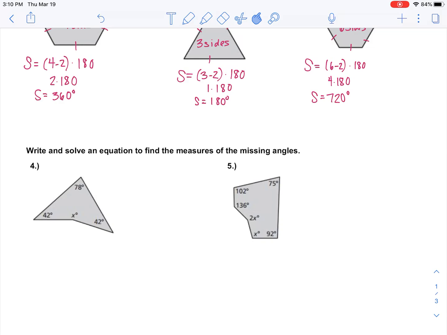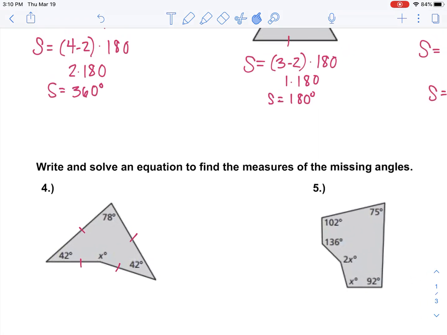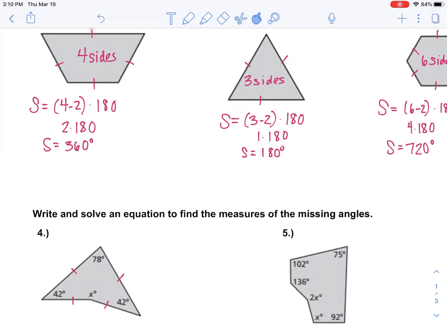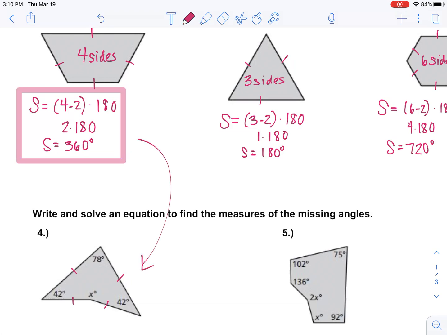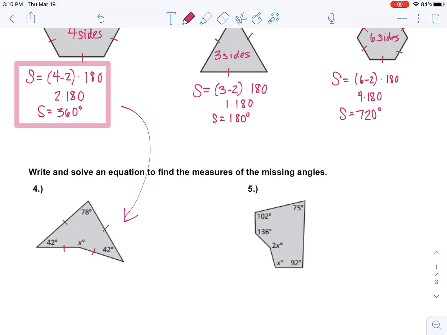Zooming in on number 4, write and solve an equation to find the missing measure. So this is a 4-sided shape. Just to reiterate, above, we found that a 4-sided shape has 360 degrees. If you did not know that, you would need to do the work that we did here in order to apply it to a shape like this with 4 different sides. Because we know that shape looks kind of like a kite or a paper airplane, we know that shape also has 360 degrees.